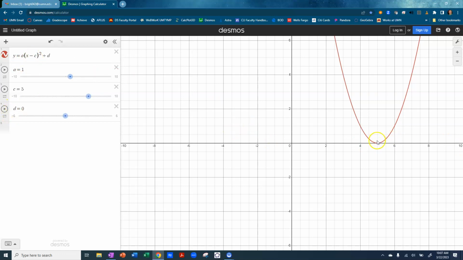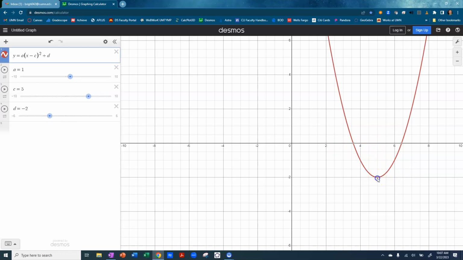And the y coordinate of our vertex is still 0, okay? So the vertex is at 5, 0. C is 5, D is 0. If D changes to, let's move it down to minus 2. Now the vertex is at 5, comma, minus 2, right? And that happens to be the values of C and D.